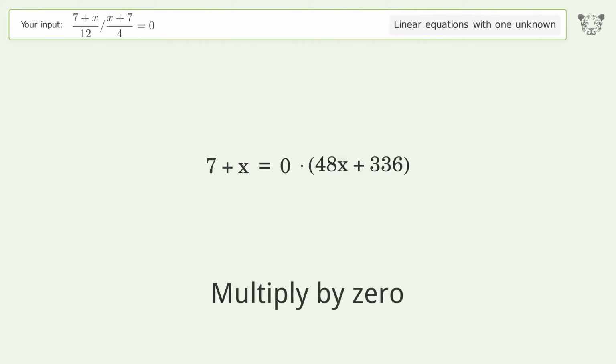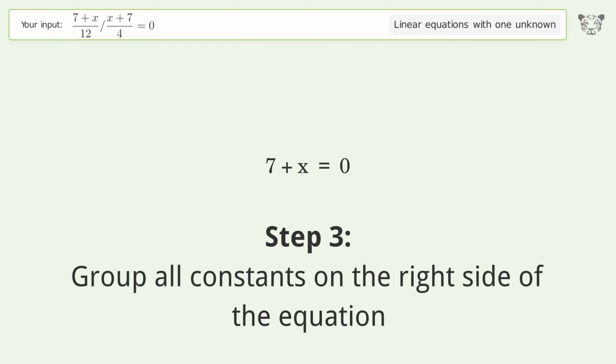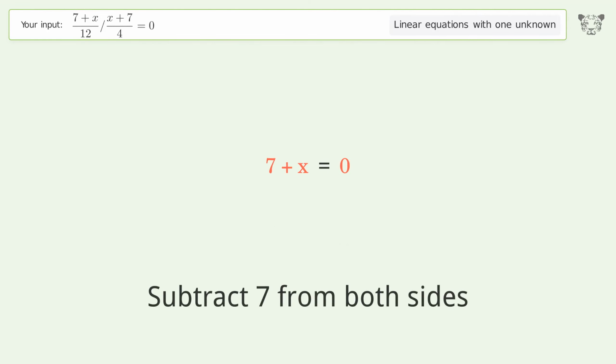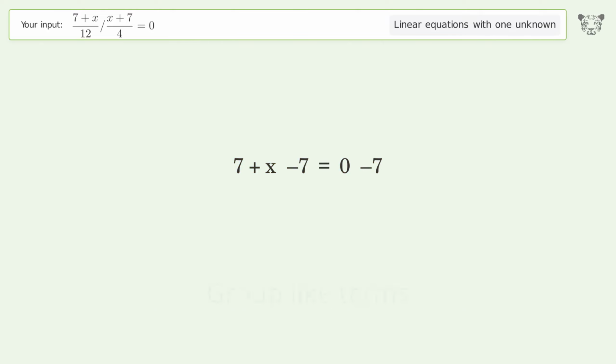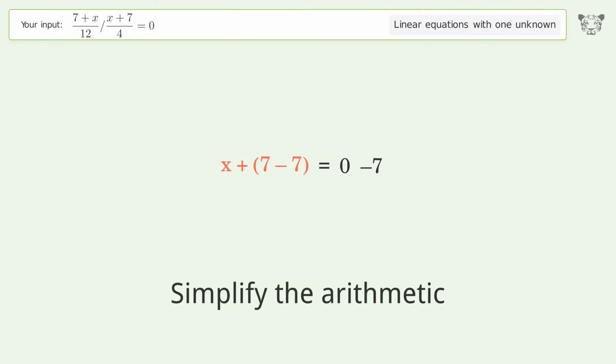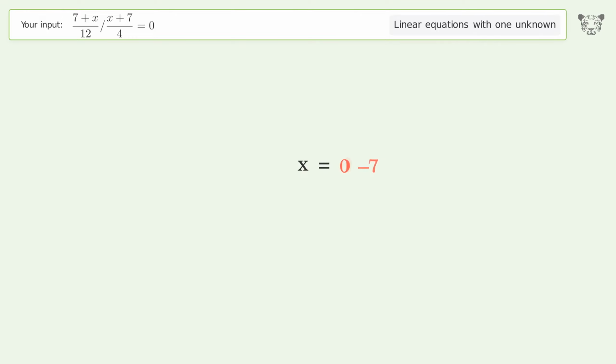Multiply by 0. Group all constants on the right side of the equation. Subtract 7 from both sides. Group like terms. Simplify the arithmetic. And so the final result is x equals -7.